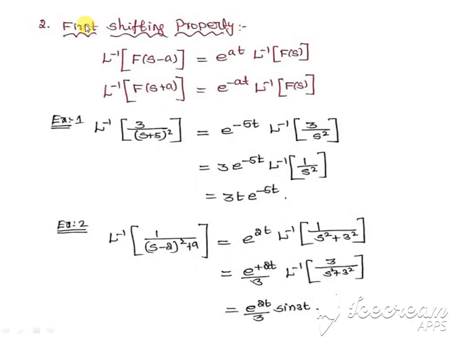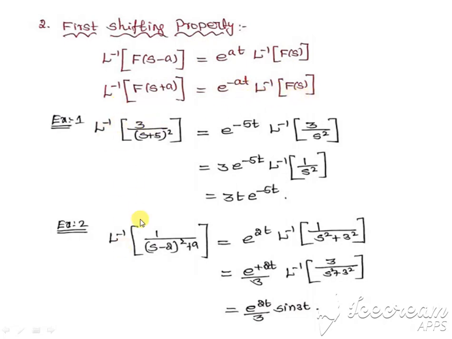first shifting property. Suppose in the given function f of s minus a is there, it means s is shifted to s minus a. For that, instead of this minus a, we need to take e power at outside. While eliminating this minus a, we have f of s. So that is L inverse of f of s minus a. Just the opposite sign, you have to remember. Here, s plus a means e power minus at into L inverse of f of s.